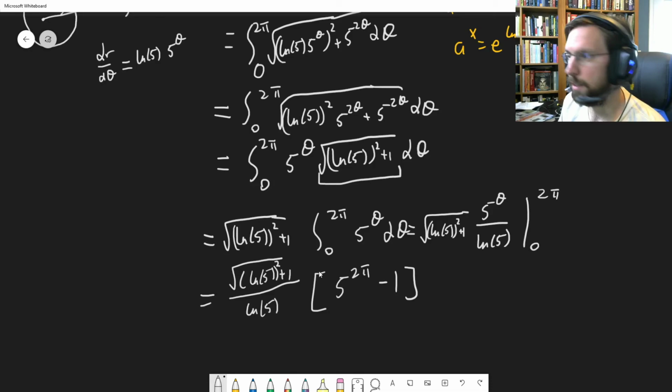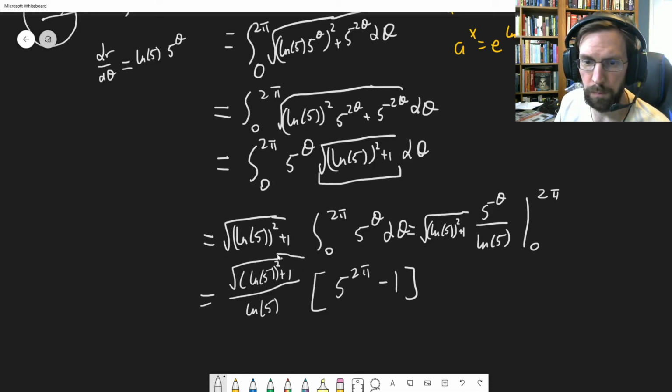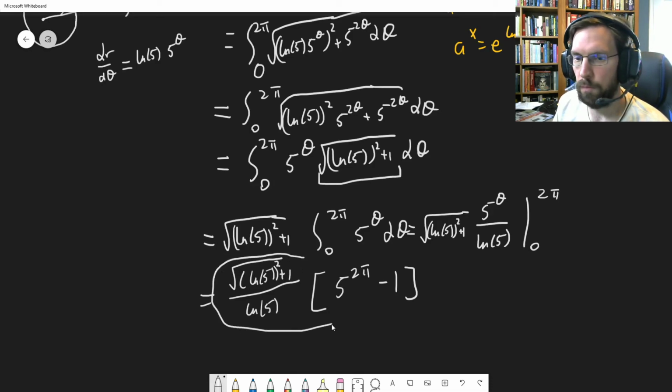So what is the exact length of this curve? You're looking at it right there.